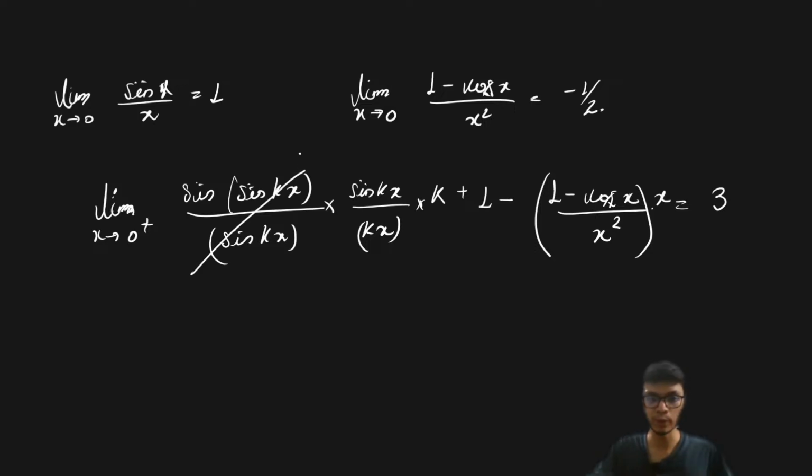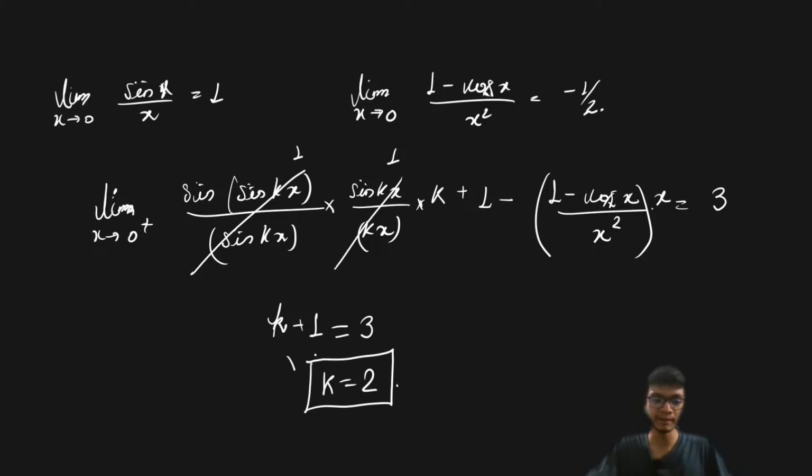And now this is going to be equal to 1, this is also going to be equal to 1. So from here, the limiting value I will get is k plus 1 minus, this is going to be equal to 0. So I am going to have k plus 1 is equal to 3, and from this I am going to have the value of k as equal to 2. So that is my answer for this particular problem. So just simple manipulation in this particular problem.